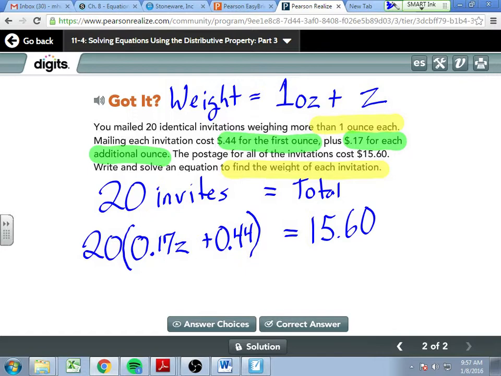Now, most of you would have probably written that the other way around. You would have probably put in the 0.44 plus 0.17Z. Either way doesn't make a difference. I like how Peyton did it because now my variable term will show up first in my equation, and that just makes it nice. Just makes it nice to work with.